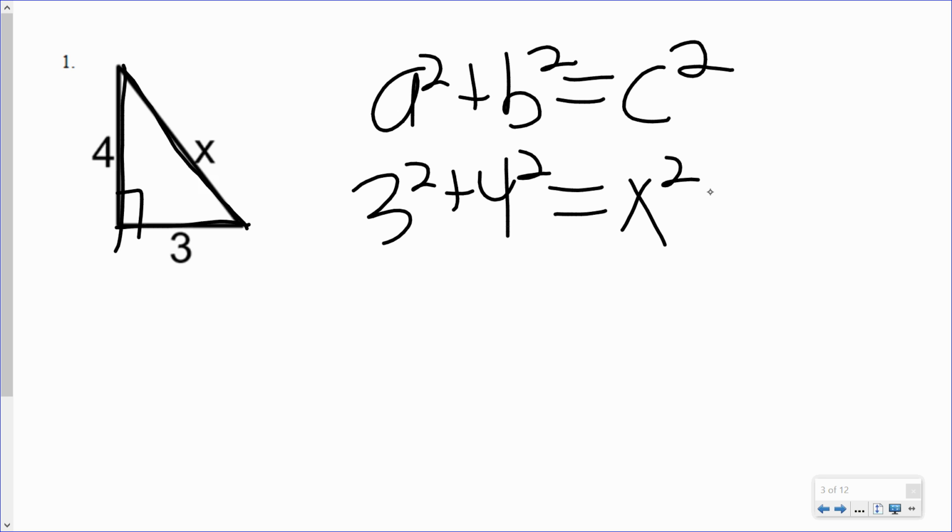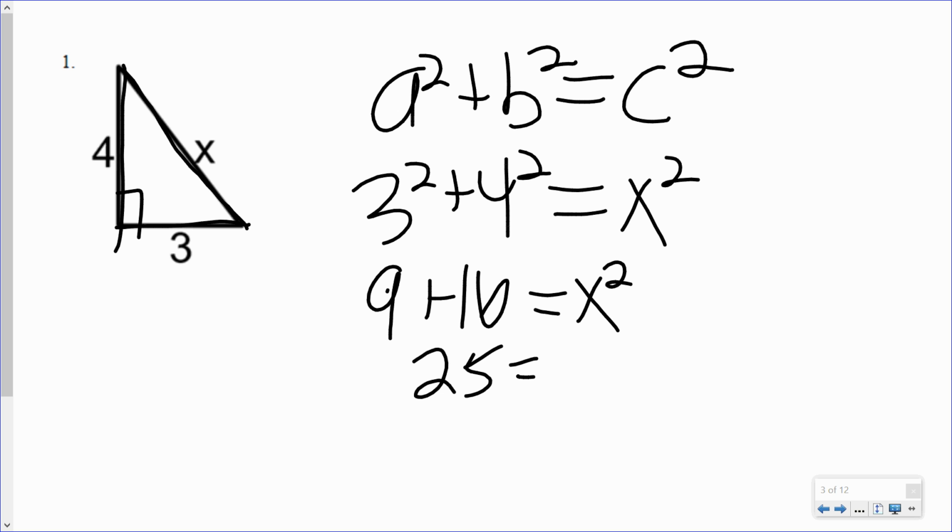From here, I square the 3. 3 squared is 9. 4 squared is 16. Now, since I have 9 plus 16 on my left-hand side, I add 9 and 16. I take the square root of both sides. I get 5. That's it.